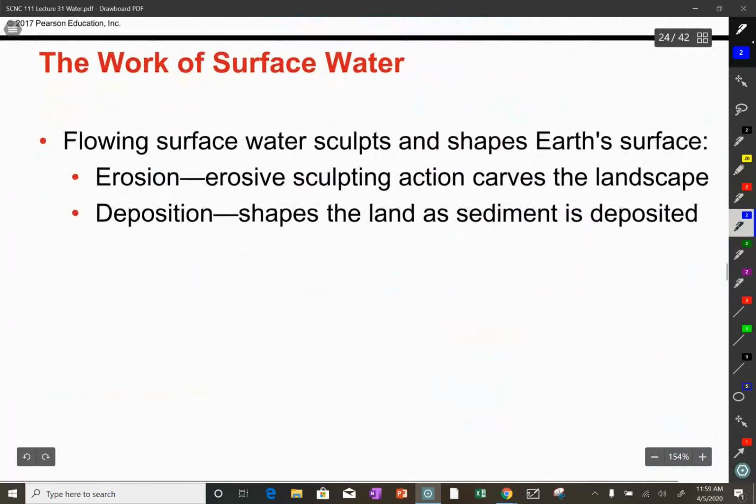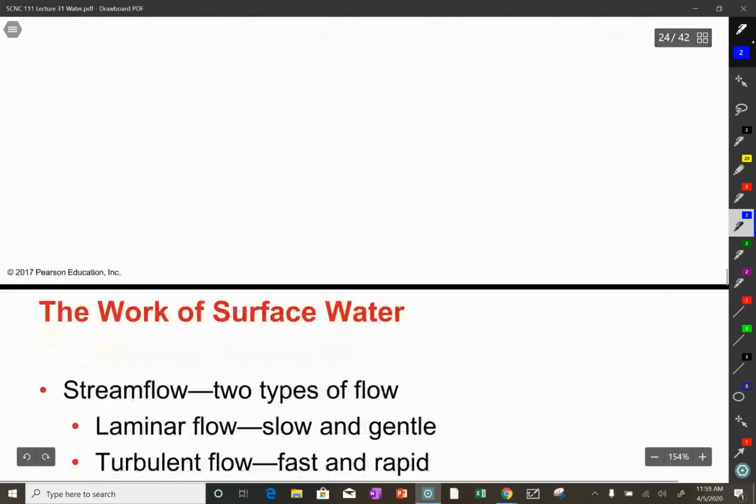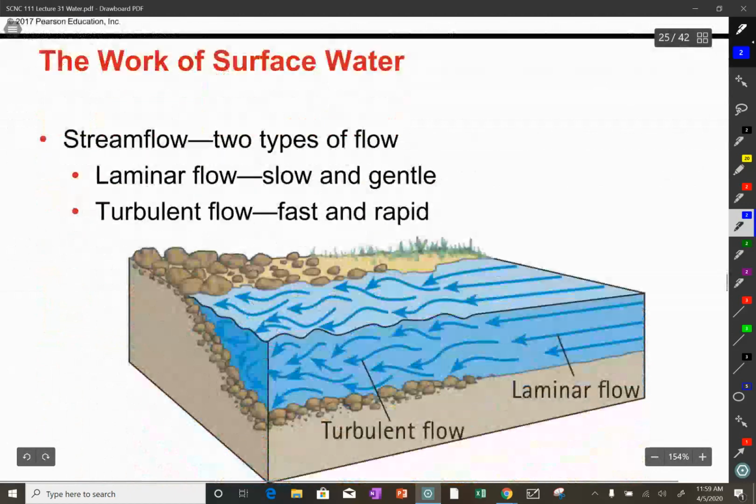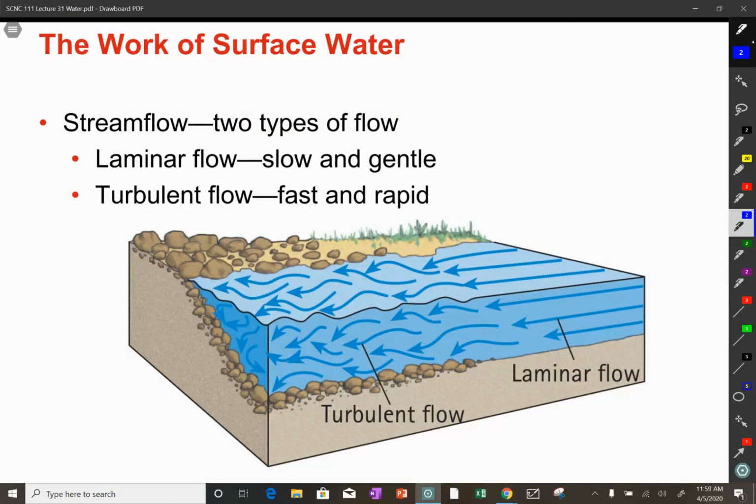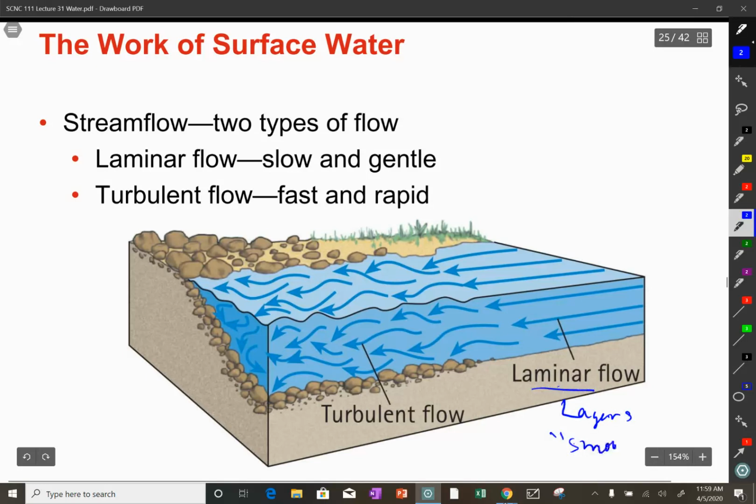Surface water, as I said earlier, boy, I don't know, maybe this is a repeat slide. It causes erosion and deposition. So let's first talk about that process. Streams will flow in a laminar flow. Laminar means in layers. So it's a smooth flow. A smooth flow is slow and gentle and it's likely to drop off material.